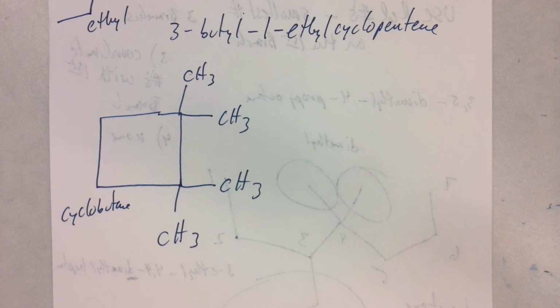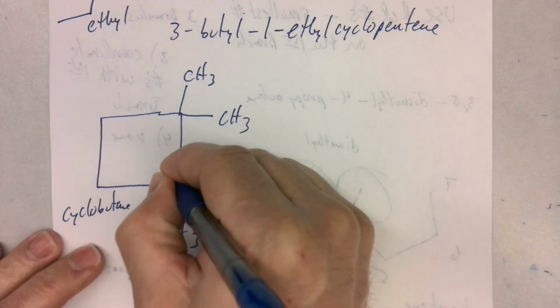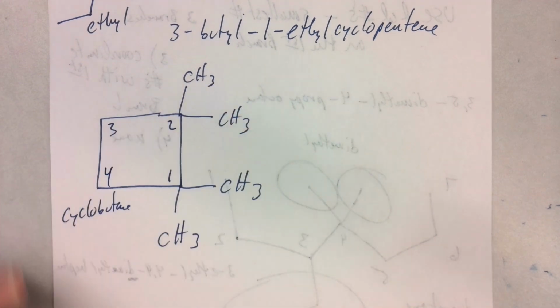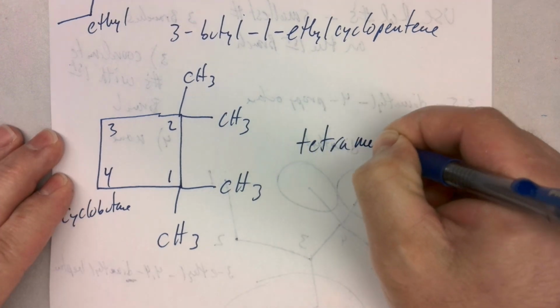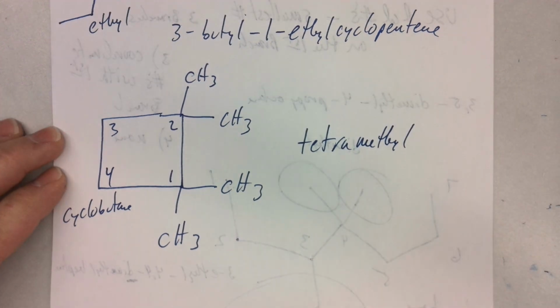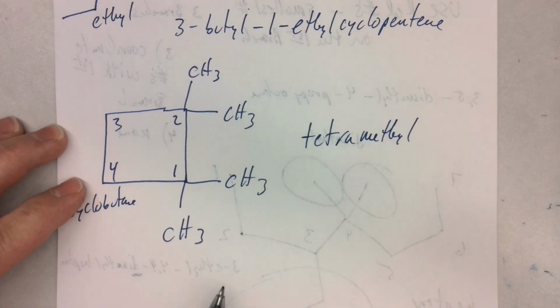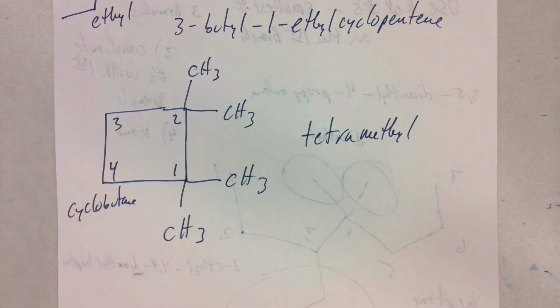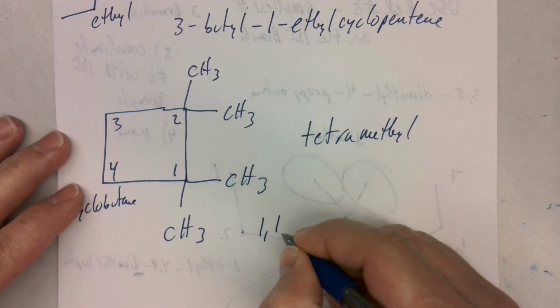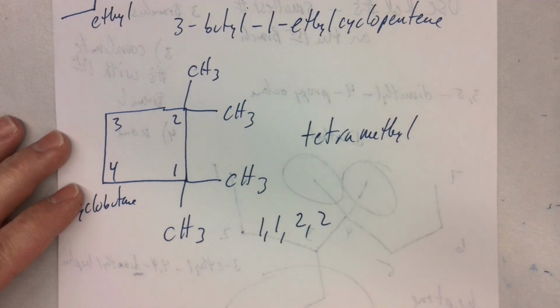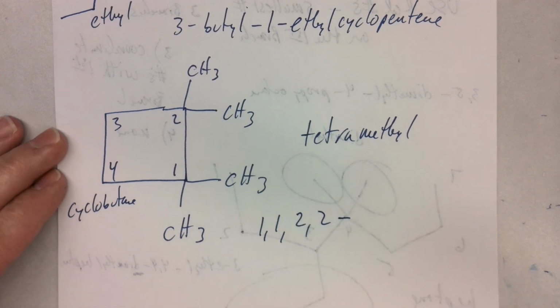Anytime it makes a ring, I mean, it could be a triangle and it would still be a cyclical structure. Okay, so that's a cyclobutane because it's got 4 carbons, right? It's got 1, 2, 3, 4, correct? And then it's got how many branches? 4. It's got tetramethyl, okay, so it would be a tetramethyl, right? And how many numbers do I have to have? 4, right? And what would they be? 1, comma 1, comma 2, comma 2, right? Dash.